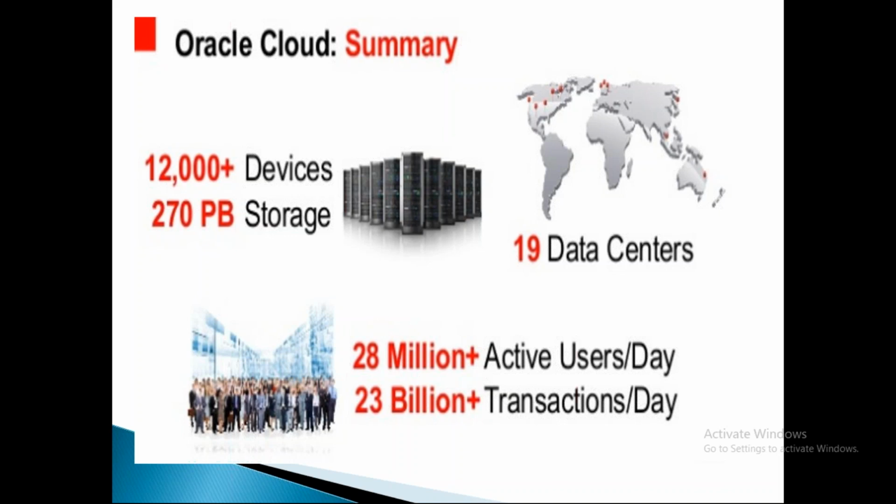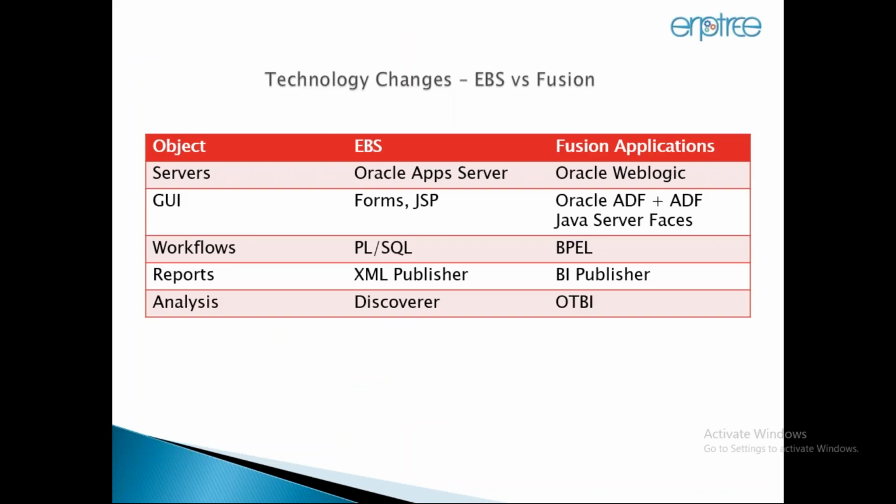So this is how the cloud has vast operations in the market and is expanding very fast, taking the best functionalities into consideration, with cost and profit maximization being the key motto. Now we will discuss some of the technology changes. We will come to the core application and understand what the technology changes are from Fusion to EBS. We will do a comparison here.